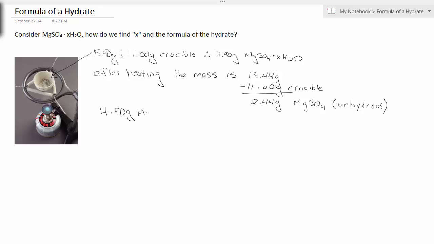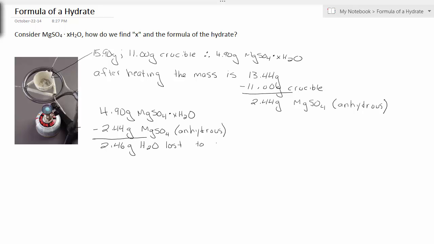Okay, of the original 4.9 grams of magnesium sulfate hydrate, 2.44 grams of that is magnesium sulfate. Therefore, the difference in the two masses must actually be all water. So do the subtraction here. 2.46 grams of the original hydrated compound is actually water, and this water has been lost due to heating. So that was the sizzling sound you'd hear in the actual experiment.